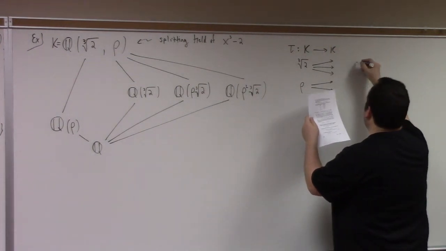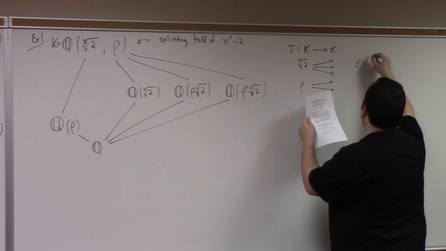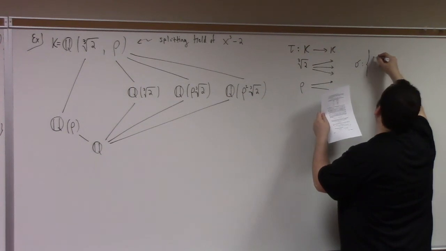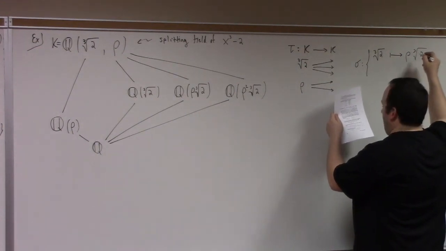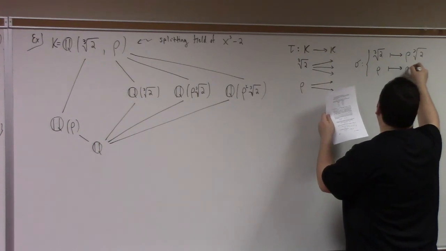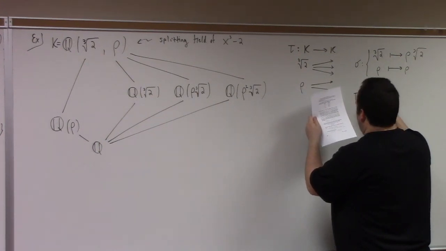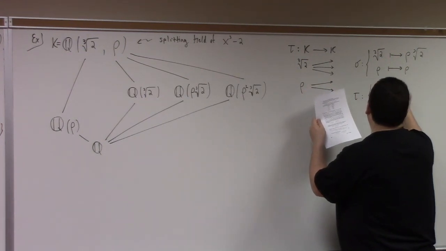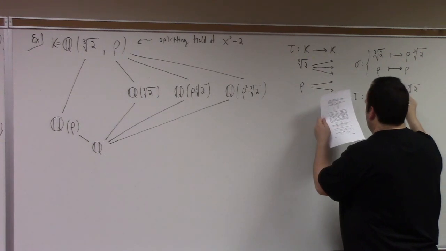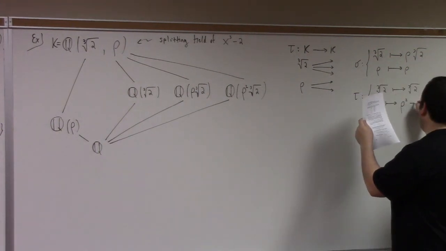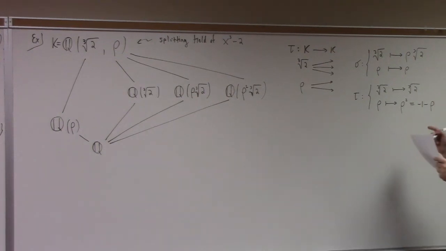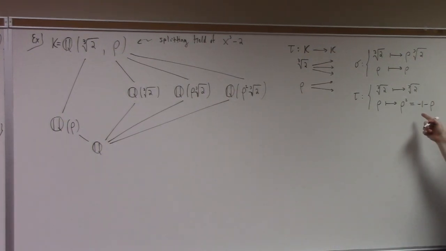Basically, he looks at sigma, which sends the cube root of 2 to the third root of unity times the cube root of 2, and it fixes rho. And then this tau is specifically defined to fix the cube root of 2, but it sends the third root of unity to the third root of unity squared, which, by the way, is equal to minus 1 minus rho. There is the third cyclotomic polynomial at play.